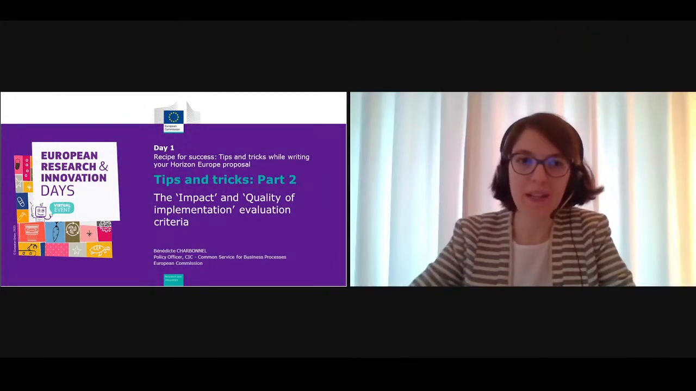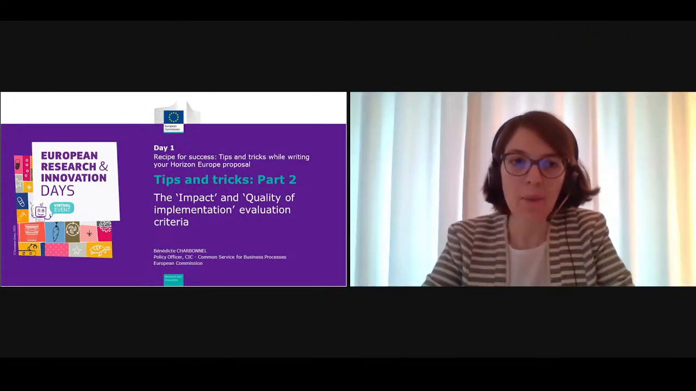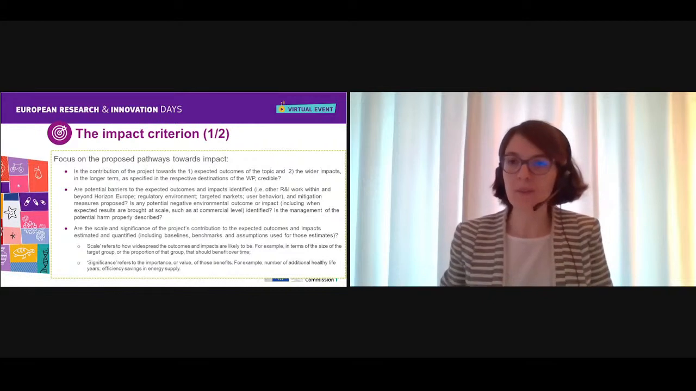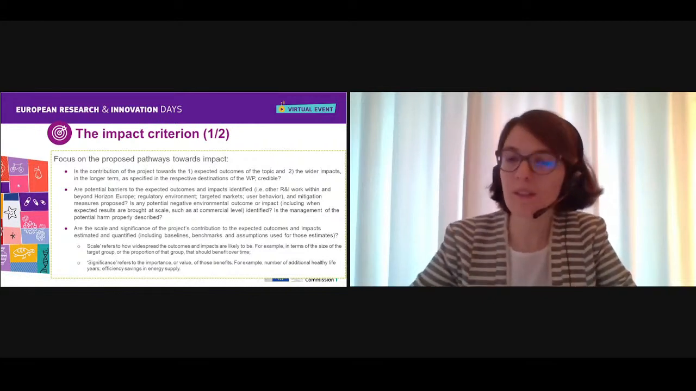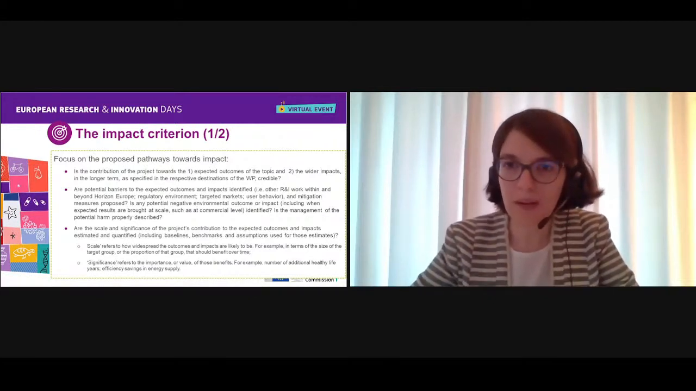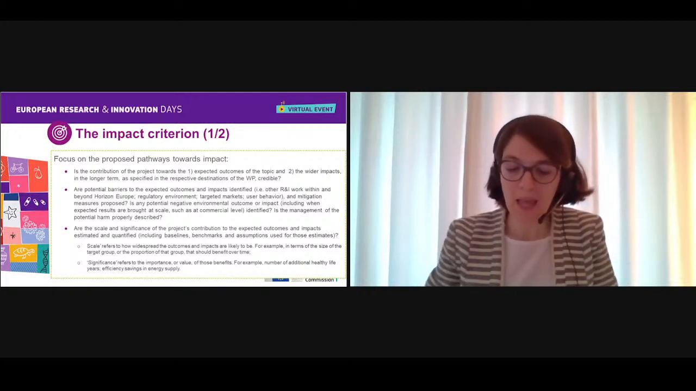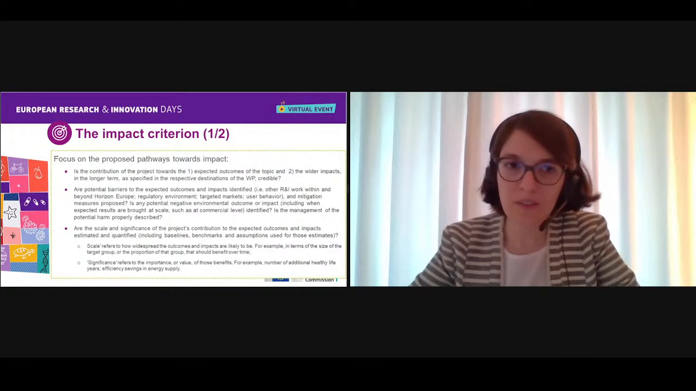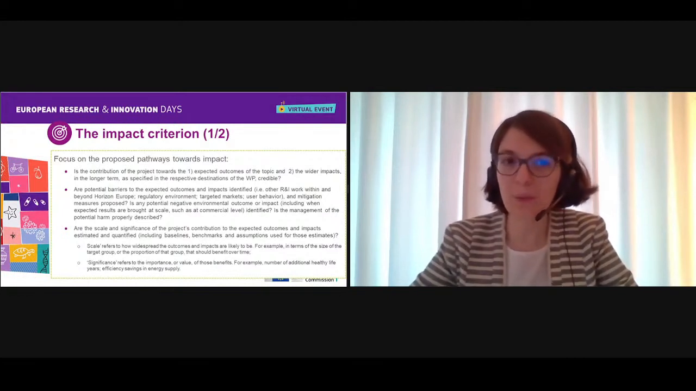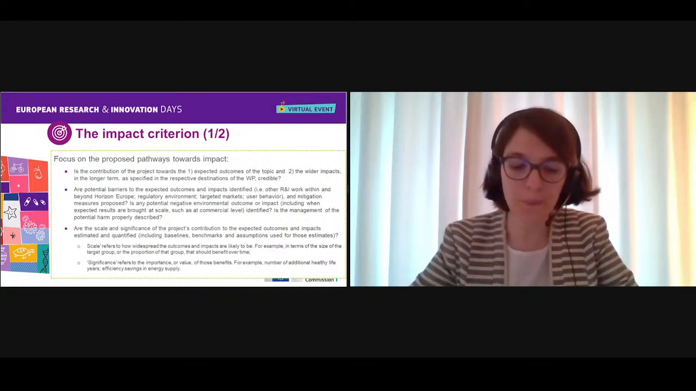So I will continue this presentation with the following evaluation criterion, which is the criterion on impact. So that's the second evaluation criteria. That's the second part of the proposal template you will use to write and submit your proposal. And this section starts with this new notion of pathways towards impact that Isabel already introduced briefly to you.